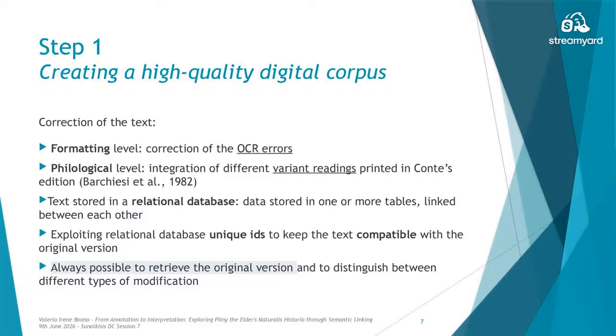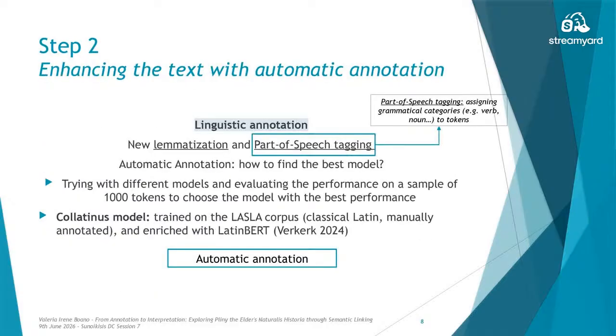So my text is stored in a relational database where the data is stored in one or more tables that are linked between each other. And here, each word has a unique ID. So exploiting this unique ID, it was possible to encode multiple versions of the text while always being able to retrieve the Mayhoff edition and also to distinguish between the different types of modifications.